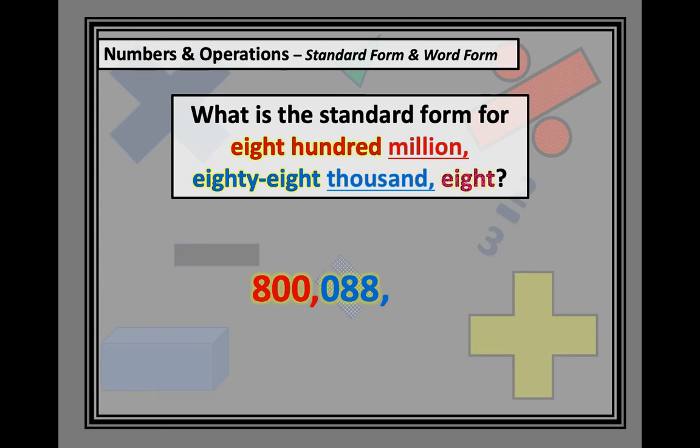And then in the ones period, I have to express just the number 8. So I know I need a placeholder in the hundreds place and in the tens place so that that set of 3 digits just reads 8. So my number is 800,088,008.